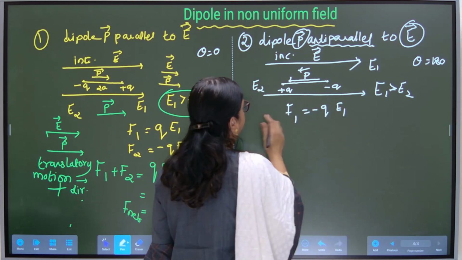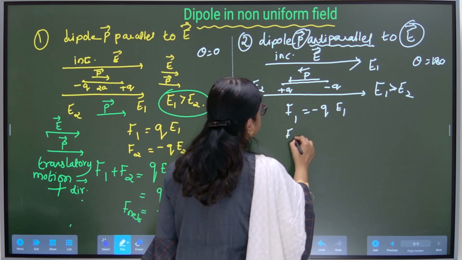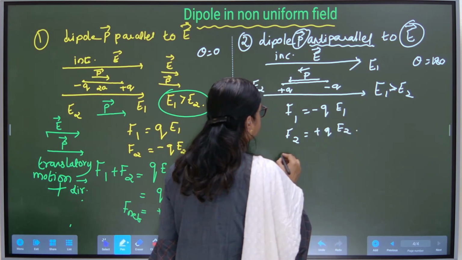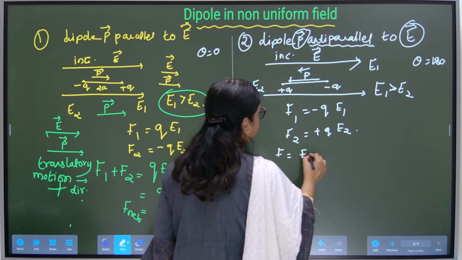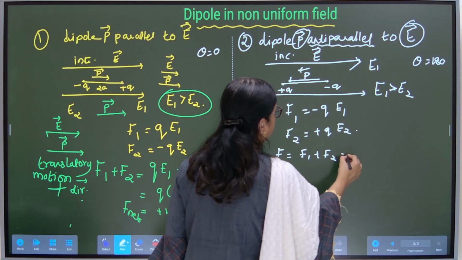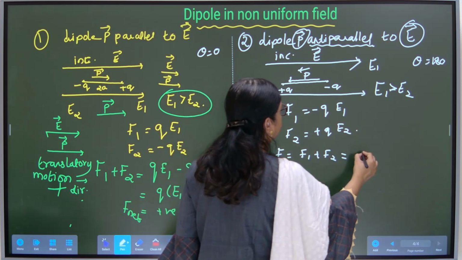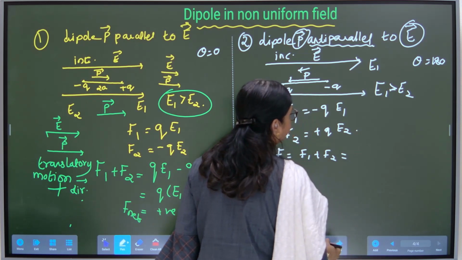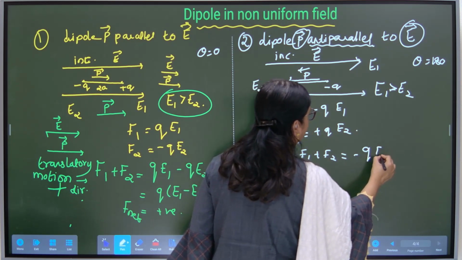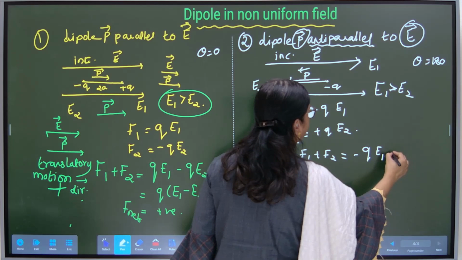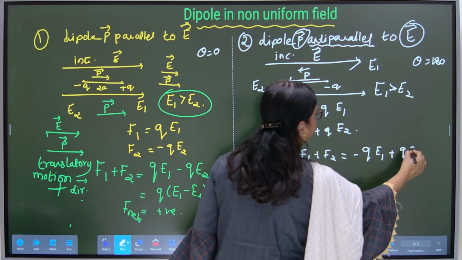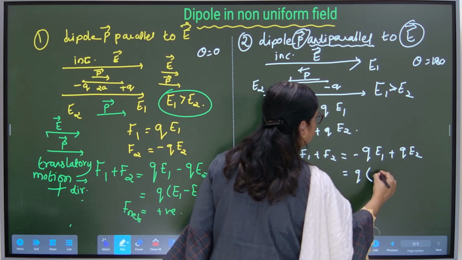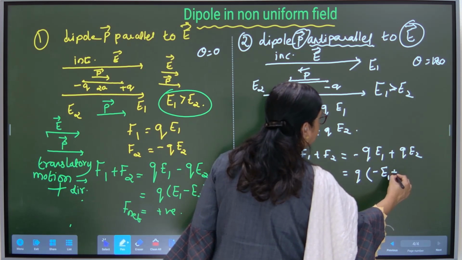Correct? This side positive charge, so positive Q E2. So what is the net force? Net force is F1 plus F2. What should I write here? F1 is negative Q E1. And what is F2? Positive Q E2. Let me take Q common. So I get Q times negative E1 plus E2.